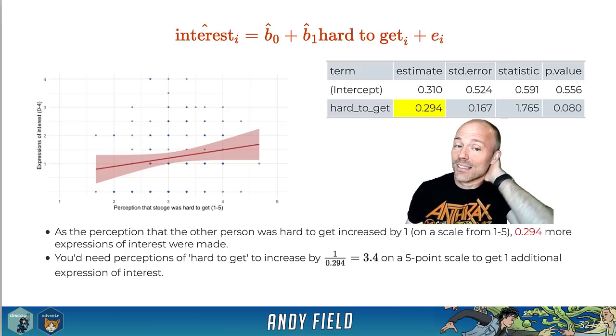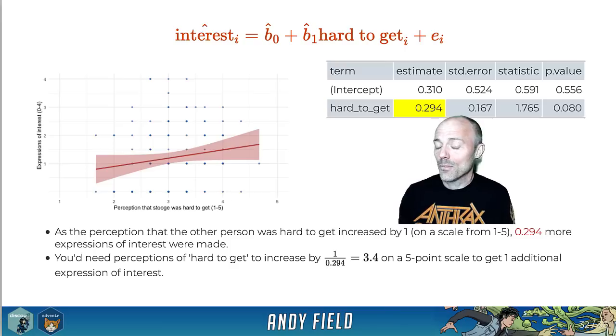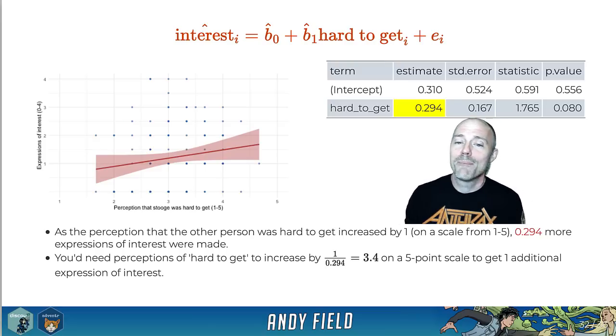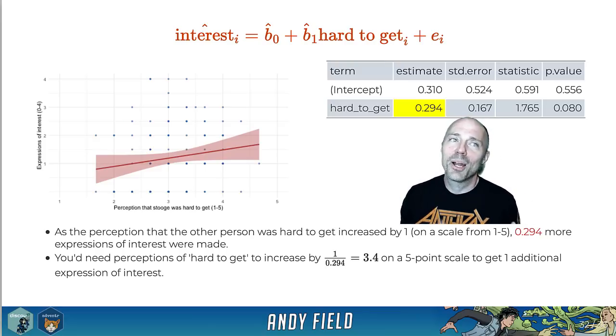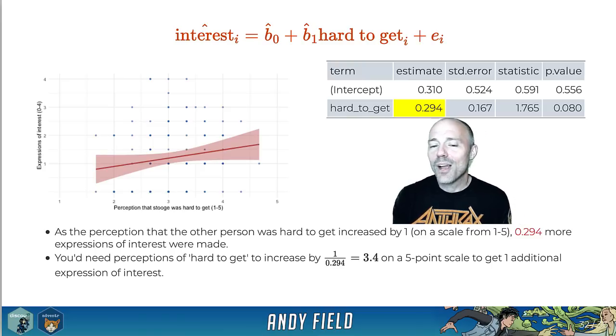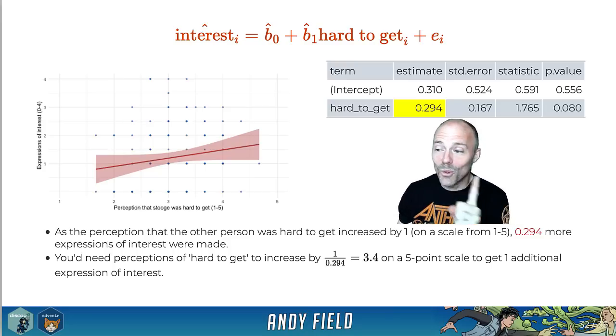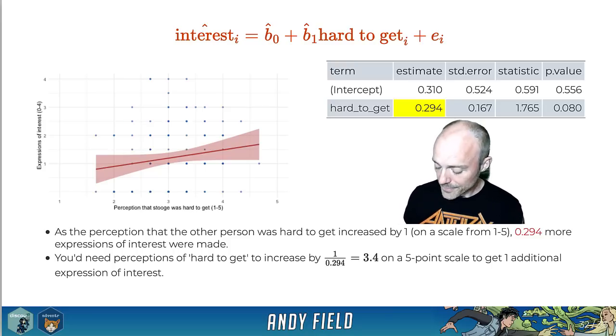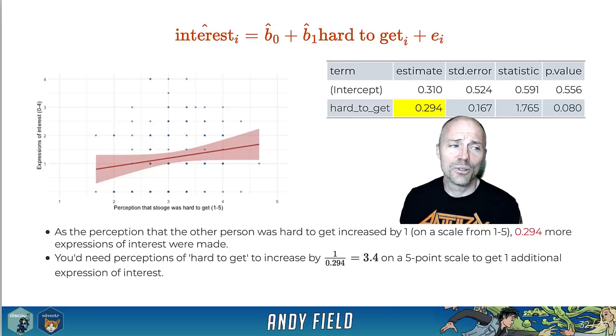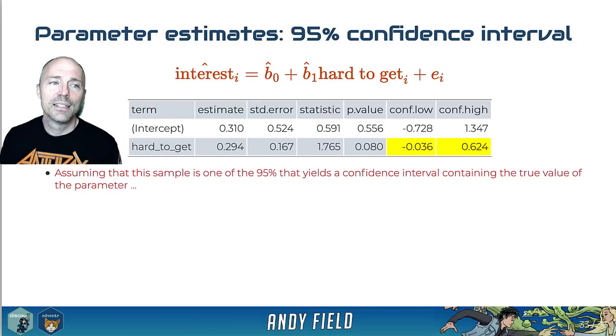So I would argue, although it was nearly a significant effect, this is quite a small effect. It's not, in the real world, that kind of powerful effect. If you've got to change someone's perception of you being hard to get, like I say, over half the length of the scale that you're measuring it on, just to get 1 more expression of interest, that's probably in the real world not a very strong effect.